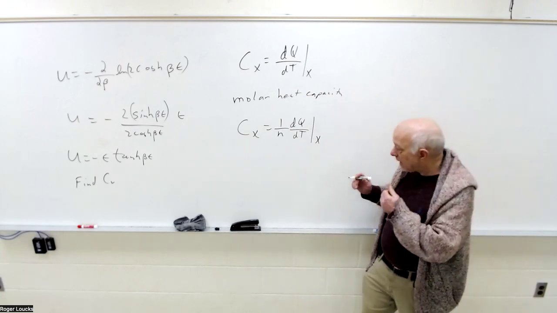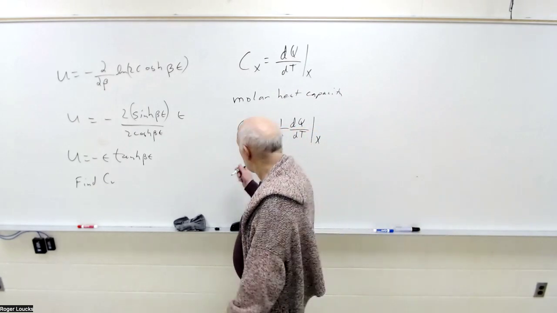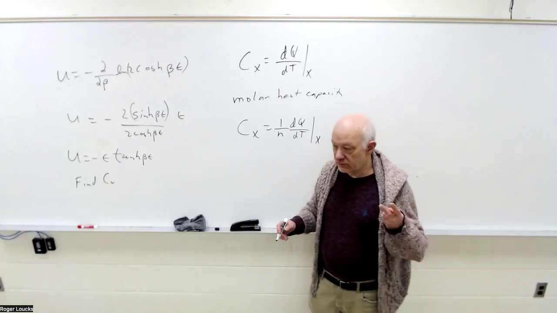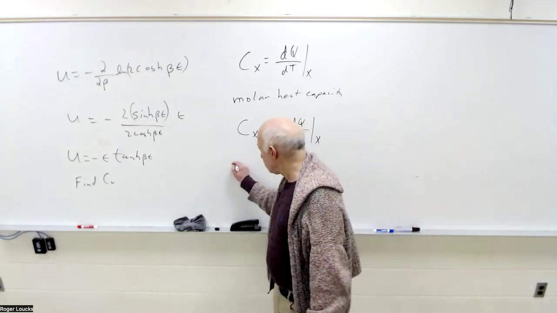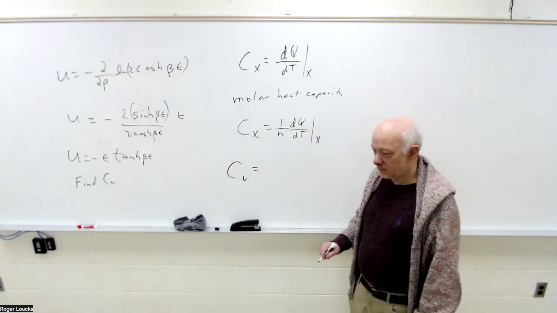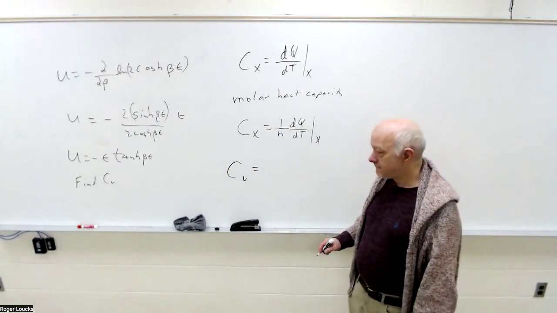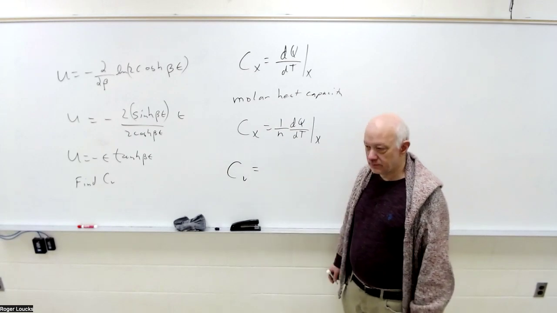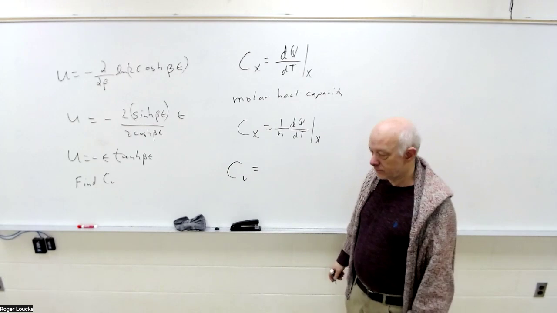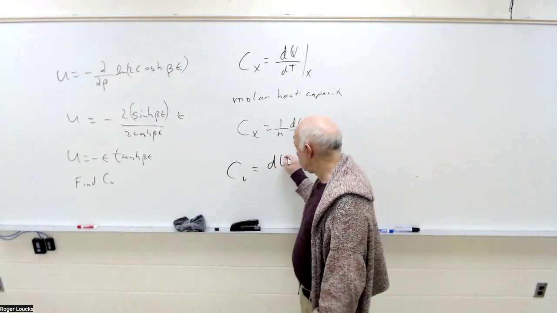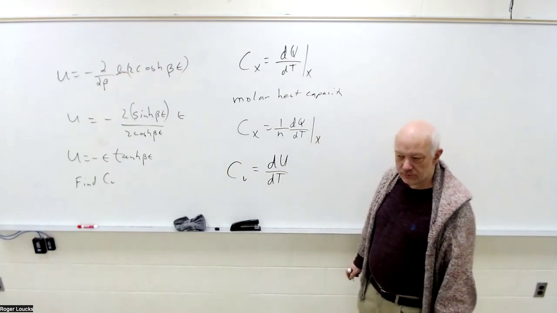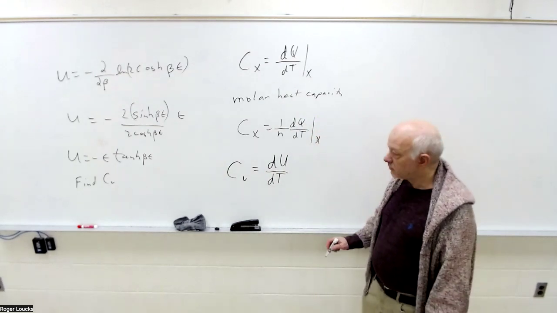Now, in our case, what are the two most common forms of x? V and P. So if I want this one here, which one of the CVs are we talking about? Constant volume. We had this one, dU/dT. This is going to become dU/dT. Pressure constant. Now let's go through the argument again.